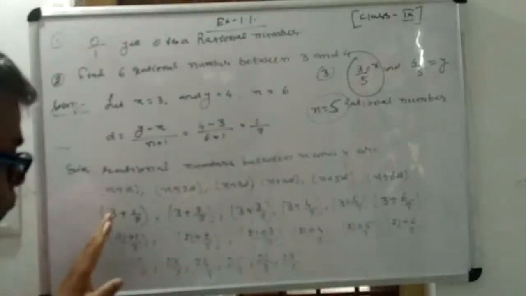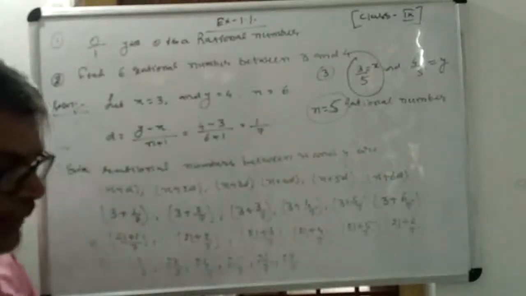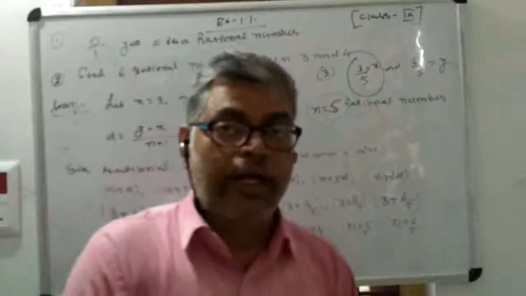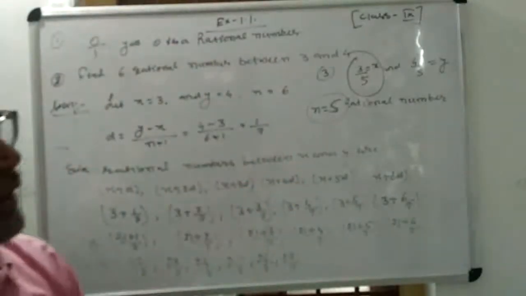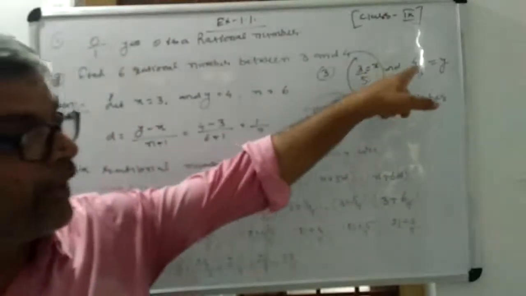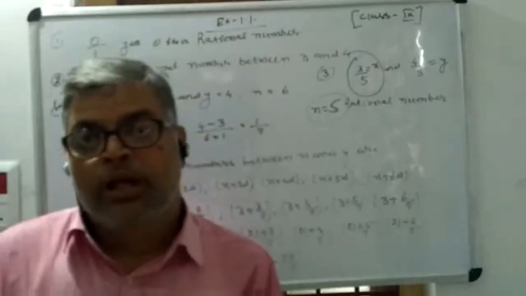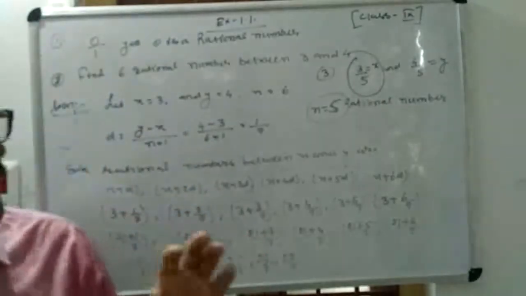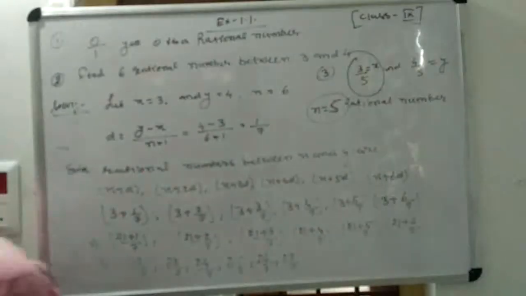Now just put the value of x and d, and after simplifying, you can get the 5 required rational numbers which lie between 3 by 5 and 4 by 5. So this is for you to solve, and all of you must solve it. This is your work.